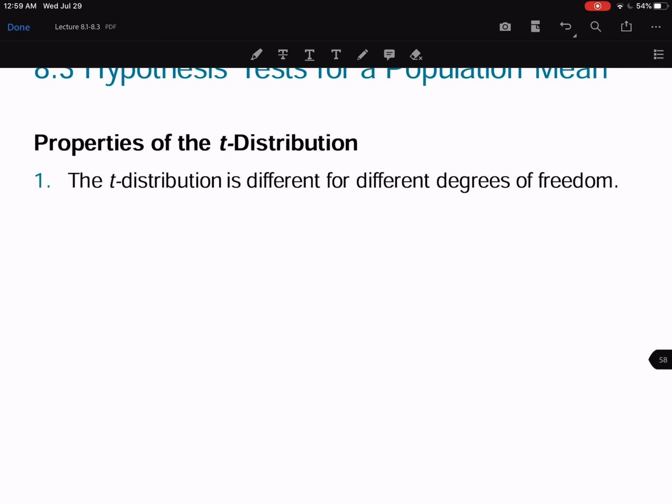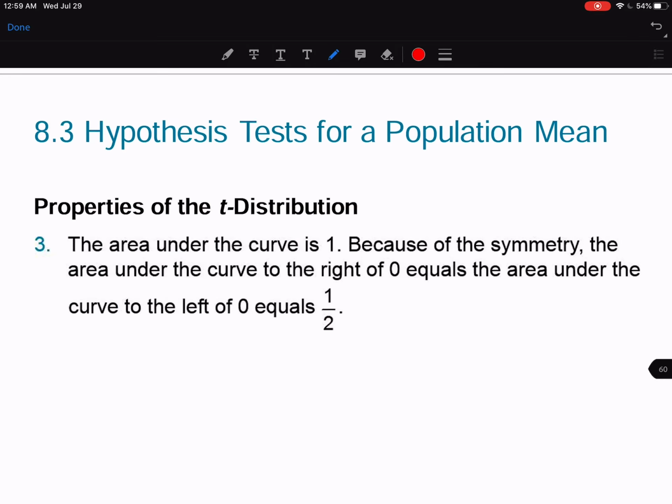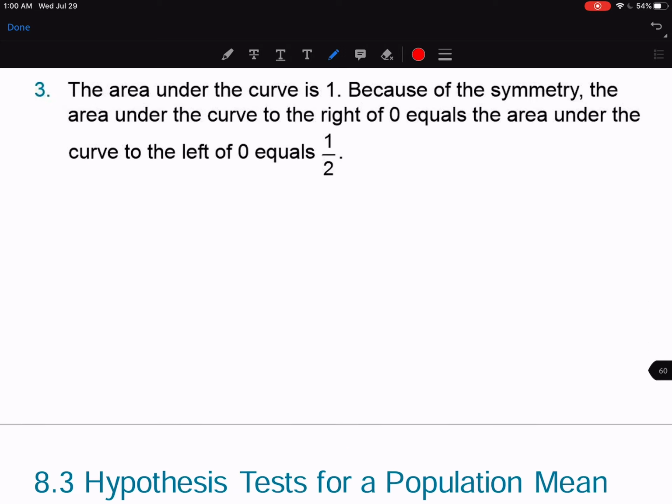So once this is clear, let's take a quick review on the properties of the t-distribution. Because we have seen this before, I would just read it over quickly. Number one, the t-distribution is different for different degrees of freedom, so different values of n. Just keep the idea in your mind, degrees of freedom is equal to the sample size minus 1. Number two, the t-distribution is centered at 0 and symmetric about 0. And number three, the area under the curve is 1. Because of symmetry, the area under the curve to the right of 0 equals the area under the curve to the left of 0 equals 1/2.